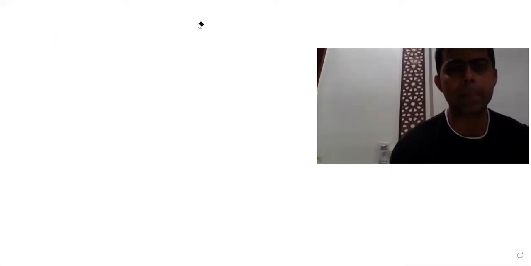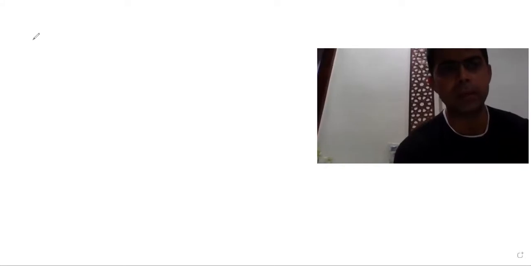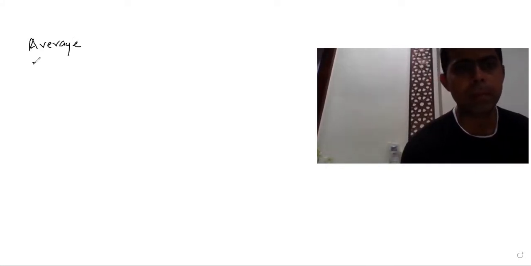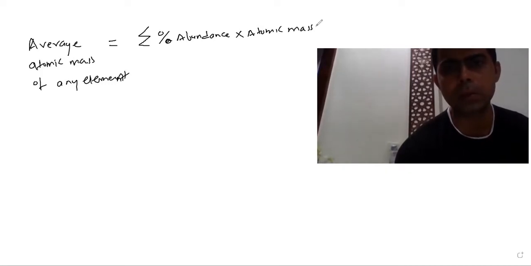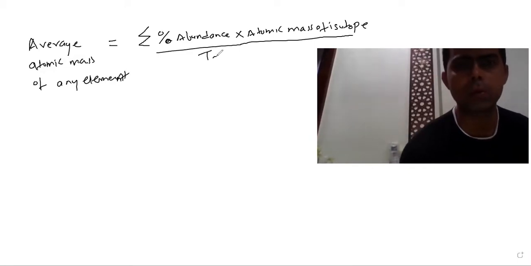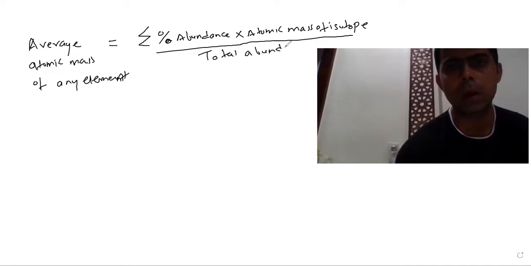I'll clear this up and I'll write down here: average atomic mass of any element will be equal to summation of percentage abundance into the atomic mass of isotope, divided by total abundance, that is total occurrence of all isotopes, जितने भी isotopes रहेंगे ना.